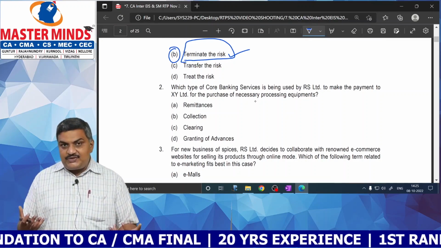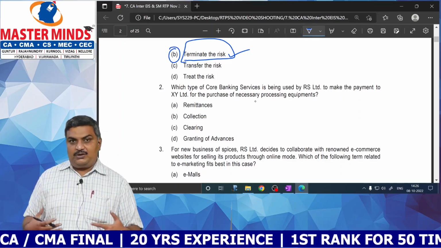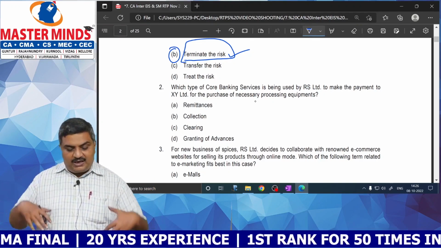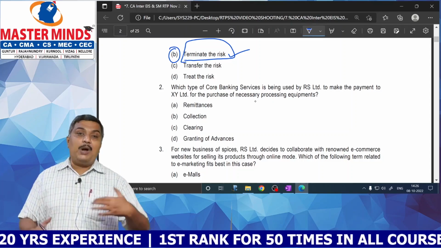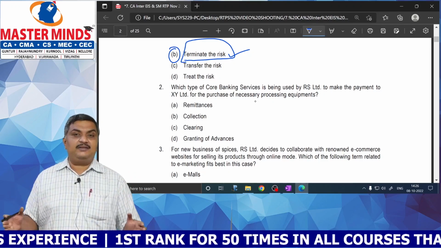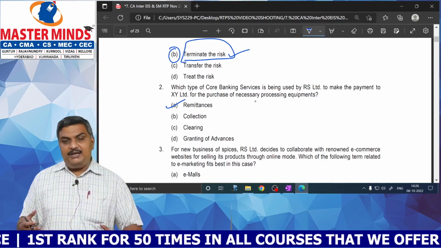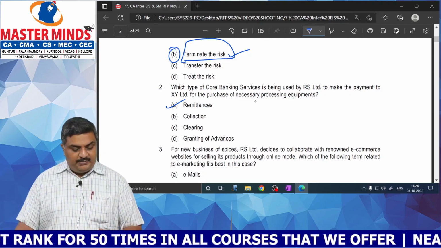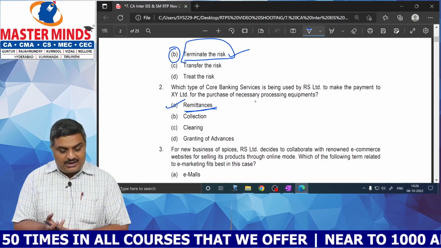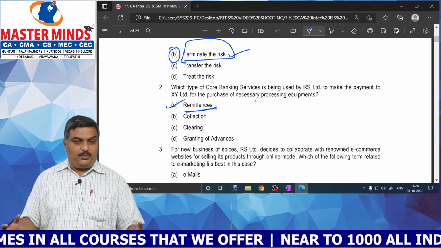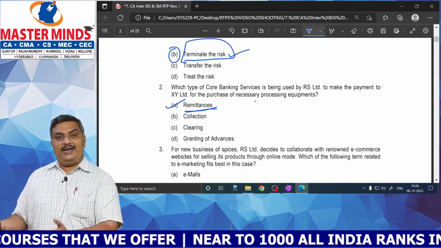It is not collection system. Collection means if you give a check to someone, it gets collected. So it is not collecting. And in the case of collection, there will be clearing also. And RS Limited did not pay any advances also. So it is a remittance system. RTGS is a kind of remittance system, remitting the money from their account and paying it to XY Limited. So the correct answer is remittances. It is not collection, it is not clearing, because no checks are involved. You did not deposit any checks, and it is not granting of any advances by the bank.